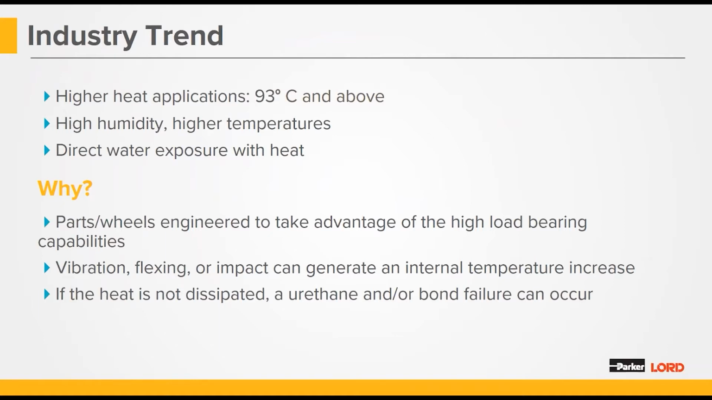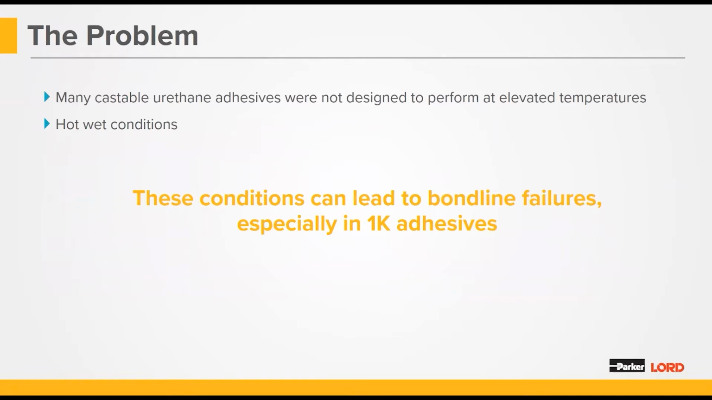One is urethane manufacturers are starting to make better elastomers that can withstand these conditions. And the second part is engineers are taking advantage of these high load bearing capabilities of polyurethane, and they're creating complex parts that might undergo vibration, flexing, or impact, and they can generate an internal temperature increase. If that heat is not dissipated correctly, the urethane can fail or the bond can fail. So this is the central problem.